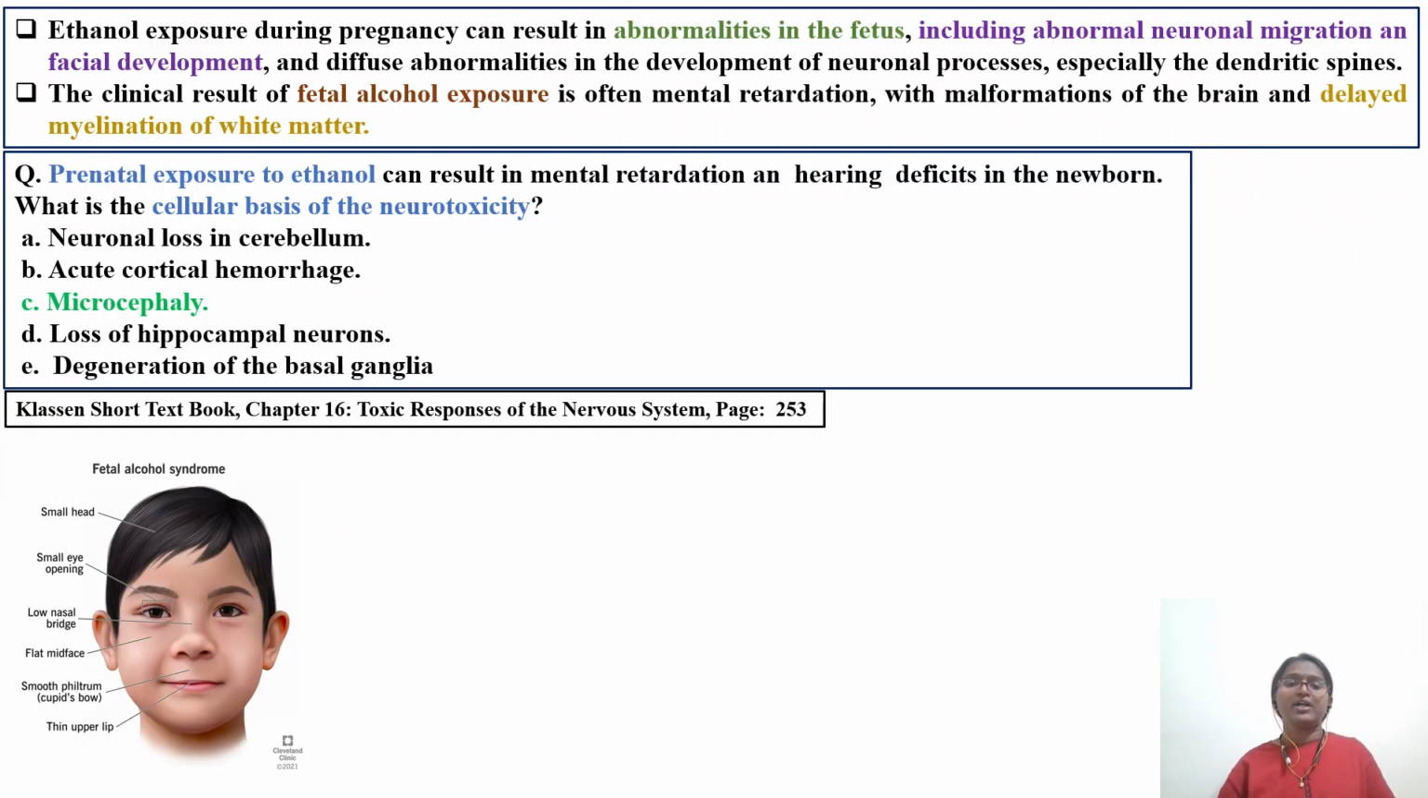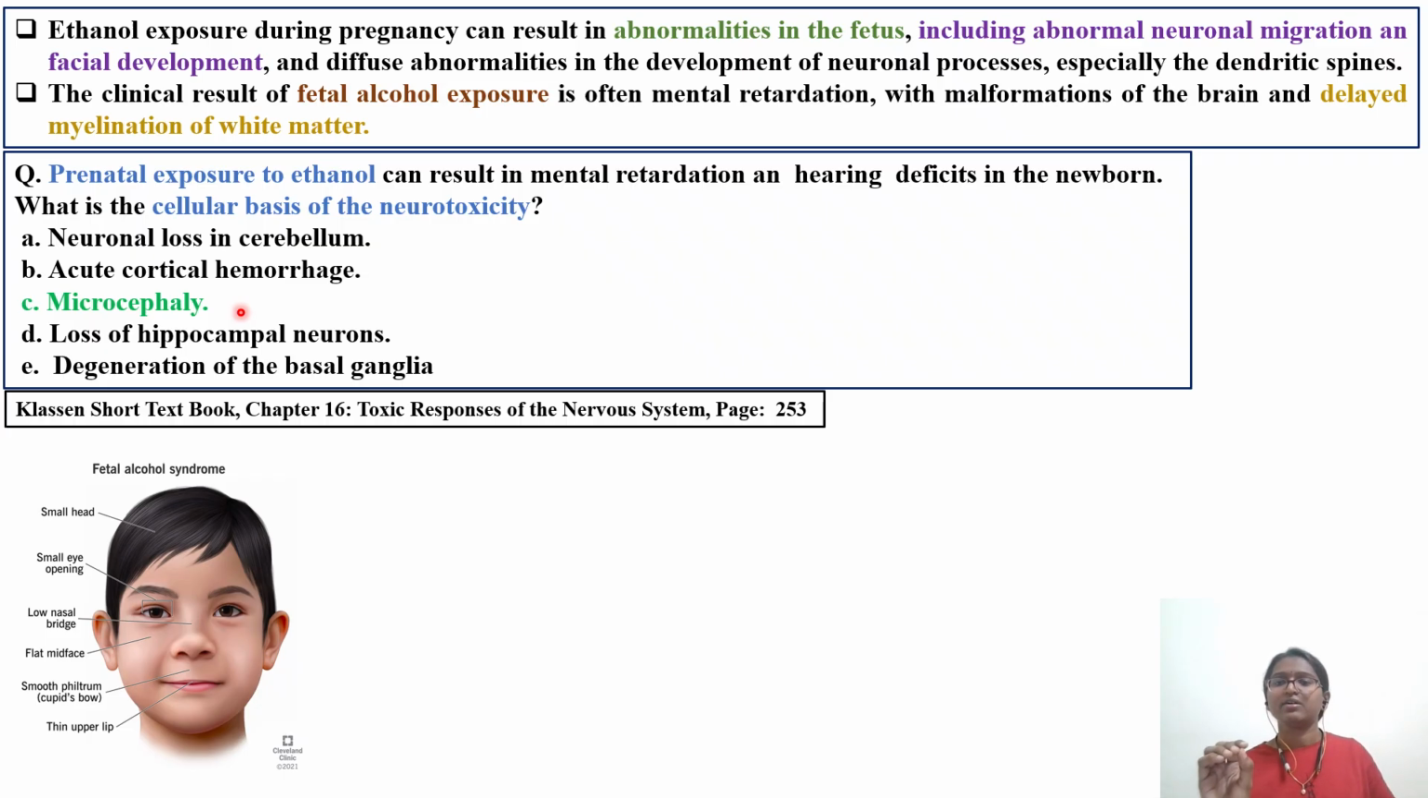Next, we'll see the adverse effects of ethanol on the nervous system, particularly if exposure occurs during pregnancy: fetal alcohol syndrome, microcephaly. The question given in chapter 16 is that prenatal exposure to ethanol will cause mental retardation and hearing deficits in the newborn. The cellular basis of neurotoxicity is microcephaly, small head formation. Fetal alcohol syndrome is a characteristic feature.